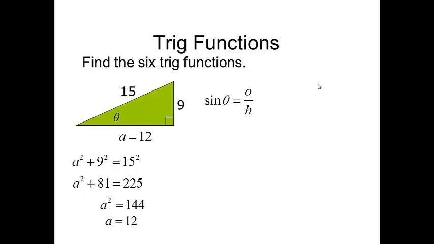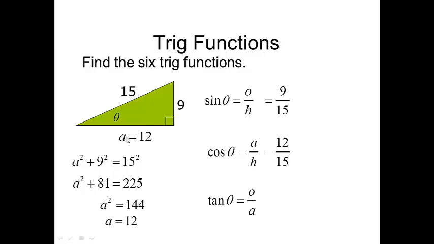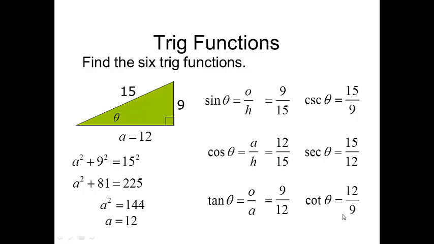So sine of theta is opposite over hypotenuse. Cosine, adjacent over hypotenuse. Tangent is opposite over adjacent. Cosecant, reciprocal of sine. Secant, reciprocal of cosine. Cotangent, reciprocal of tangent.